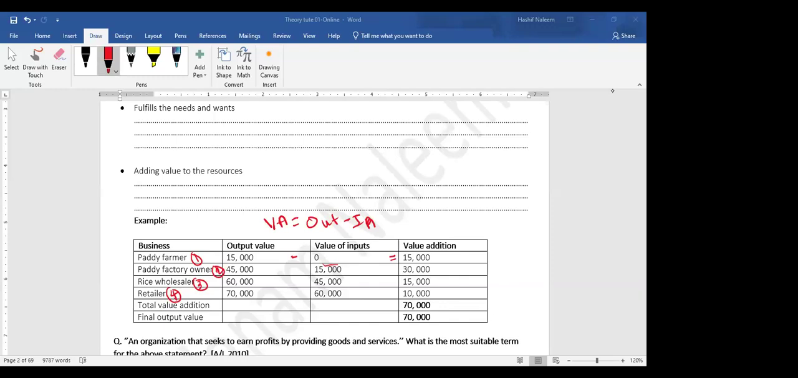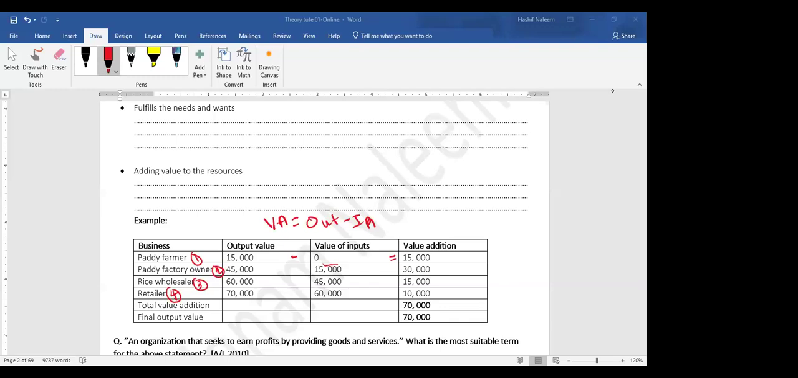Next one is whom? The wholesaler. The wholesaler will buy the rice for 45,000, and he will sell it for how much? 60,000. So what's the value addition he's making here? He's making a value addition of 15,000. How did I find it? 60,000, which is his output value, the selling price, minus 45,000, which is his cost. So what's the value addition he made? 15,000. And the last one is the retailer, from where you go and purchase rice at the petty shop. He is purchasing that rice for 60,000 from the wholesaler and selling it for 70,000.